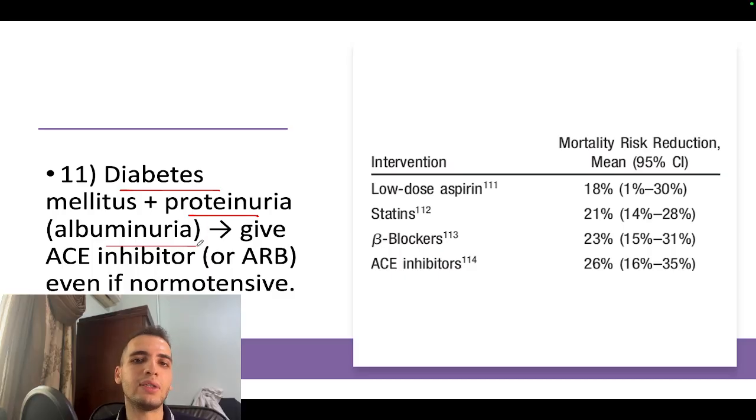Fun fact is that ACE inhibitors also cause cardioprotection. They decrease the cardiac remodeling after myocardial infarction, and they have mortality benefits. Other drugs that can have mortality benefits are aspirin, statins, beta blockers, potassium-sparing diuretics, and SGLT2 inhibitors.